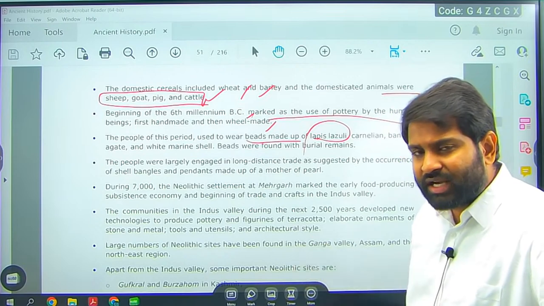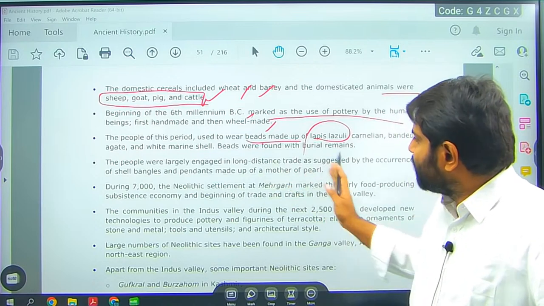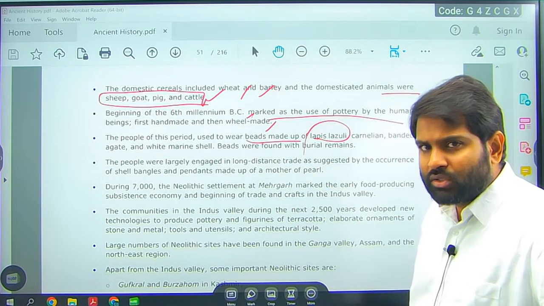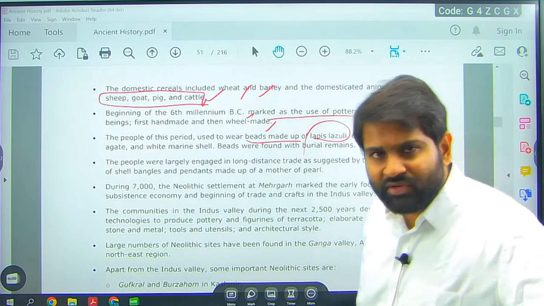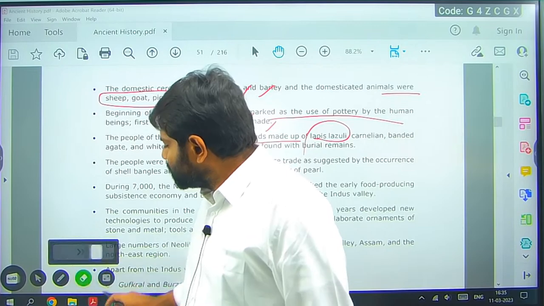So we can consider that shells are there, which means that they came from some valleys. Beads were found with burial remains also. So there is a kind of emotion which is attached to the technology. Technology, emotion.